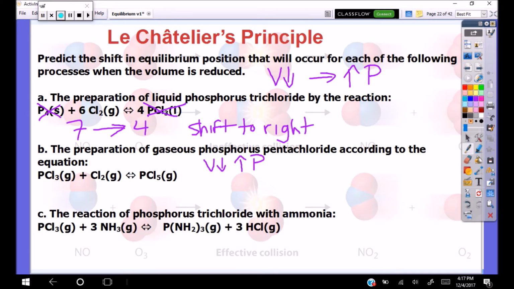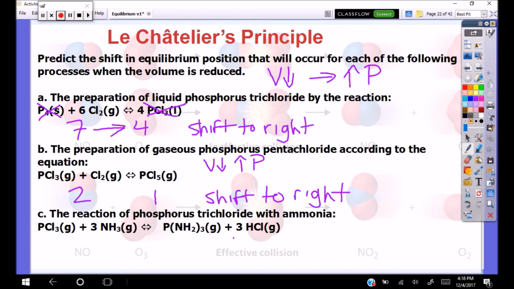This one also shifts to the right. We've got 2 total moles on the reactant side, and we got 1 mole on the product side. They're all gases. This is going to be a shift to the right. I want to relieve that stress. There's too many gases. We gotta shift to the right to alleviate that.